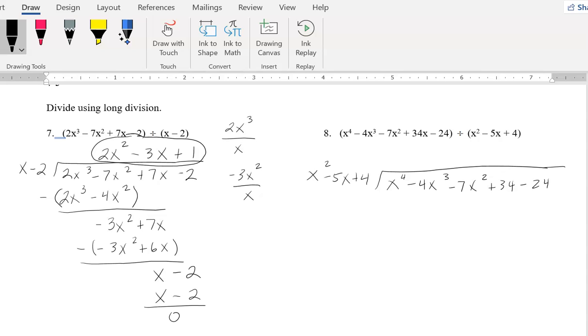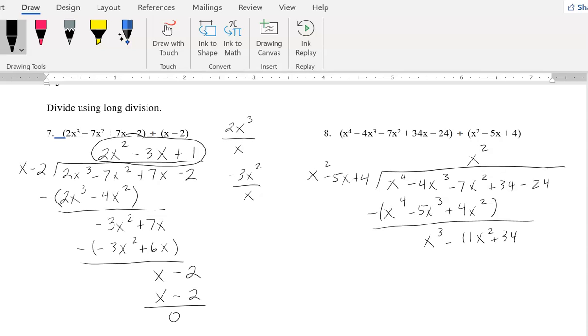All right, so divide first term into first term. X squared into x to the fourth is x squared. And multiply. X squared times x squared. X squared times negative 5x. X squared times 4. Subtract. X to the fourth cancel. Negative 4. Now this is going to be plus 5. Negative 4 plus 5 is 1x to the third. Negative 7 minus 4 is negative 11x squared, and then bring down the next term.